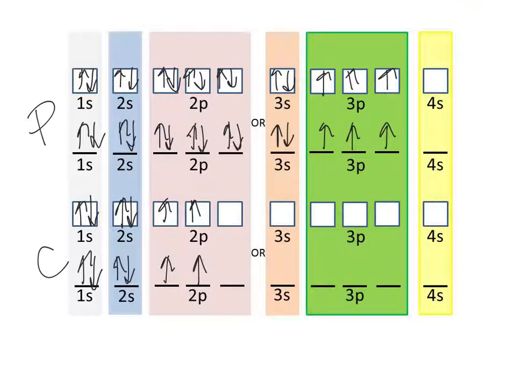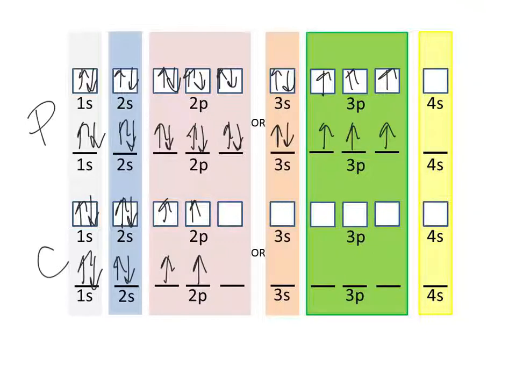Now there is one thing you need to do though. You need to make sure that you do label what each line is, or the box. So there's the 1s box, the 2s box. All 3 of these boxes are the 2p. And some people just write it this way. They put 3 boxes, and then in the middle box they put 2p. And it's assumed that all 3 boxes are 2p.